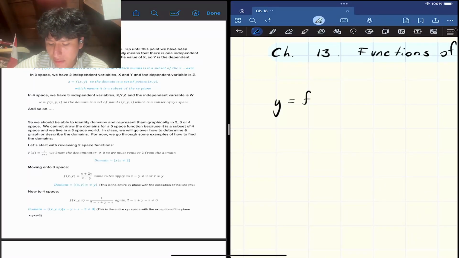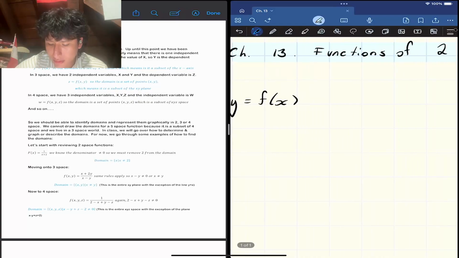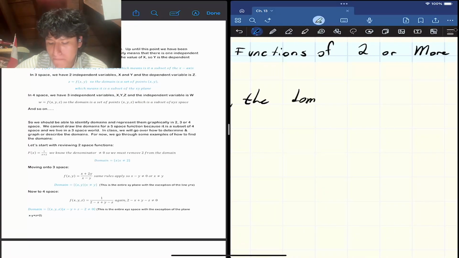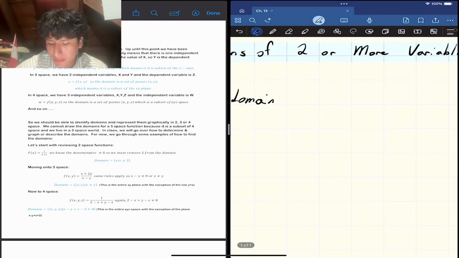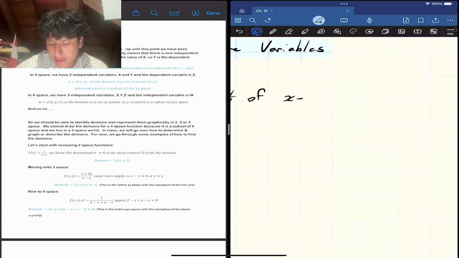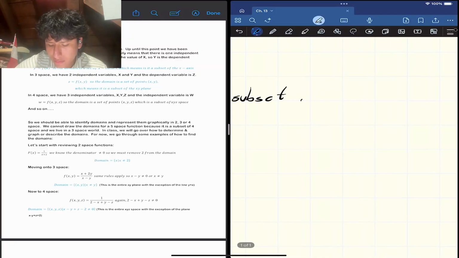So given y equals f of x, the domain is a set of x values. Thus, a subset of the x-axis.